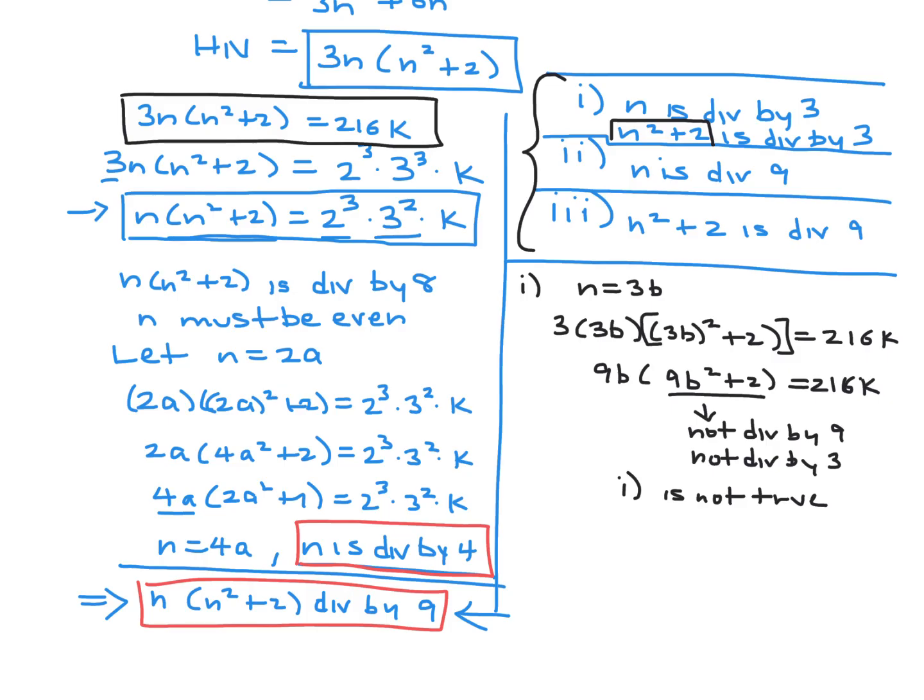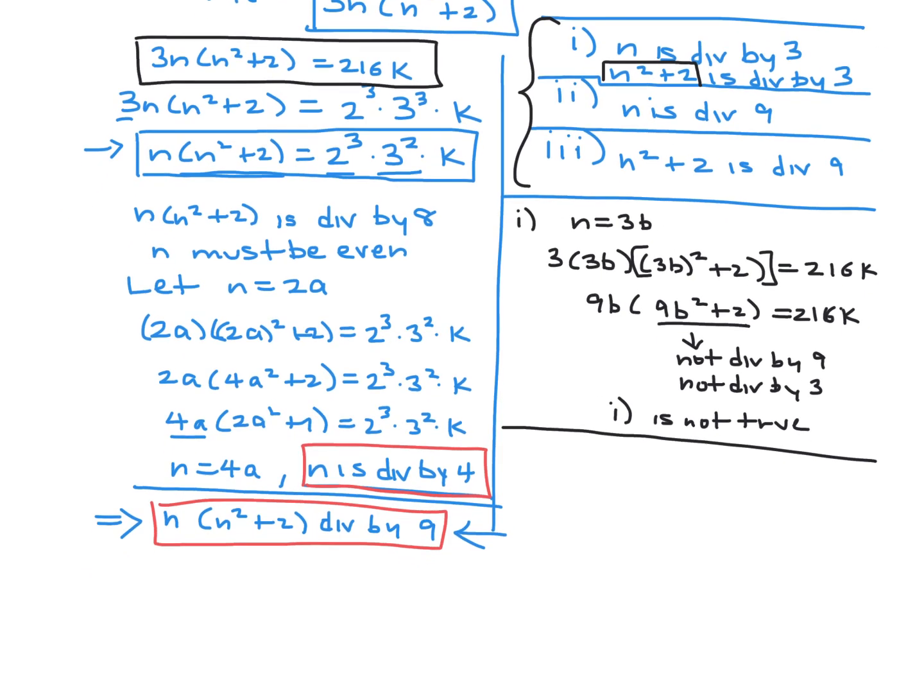You probably could have just figured that out without even substituting it into the formula. Because if n is a multiple of 3, n squared plus 2 is not going to be a multiple of 3, right? Because it's 2 more than a multiple of 3. It would have to be 3 more than a multiple of 3 to be divisible by 3. Okay, well, whatever. Let's move on here.